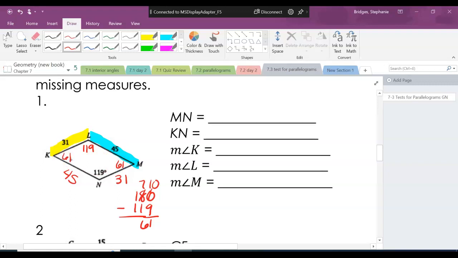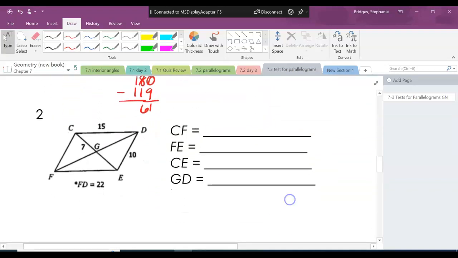Okay. So now let's answer our questions. What did we label MN as? KN. Angle K, 61. Angle L, 119. And angle M, 61. Okay. Exactly the same stuff we've been doing. It's just the way they word it is the converse. Nothing has changed. We're still using our properties.